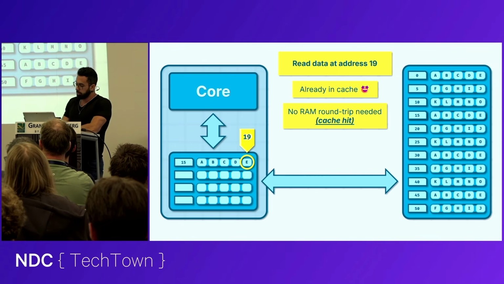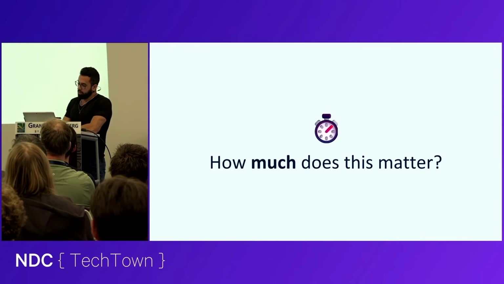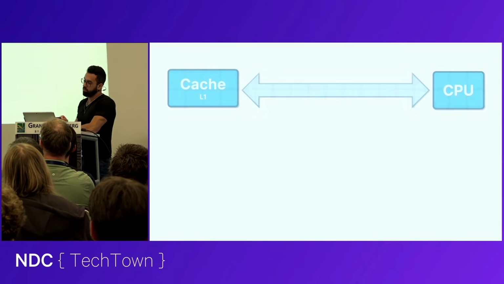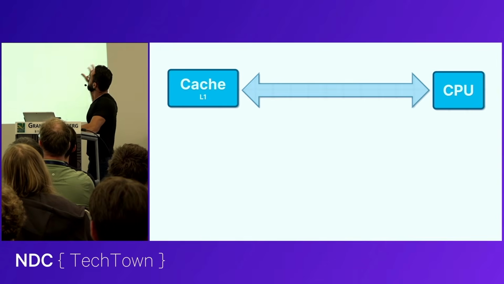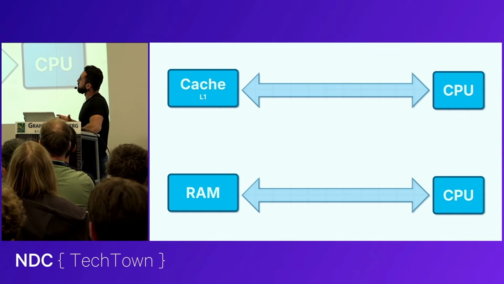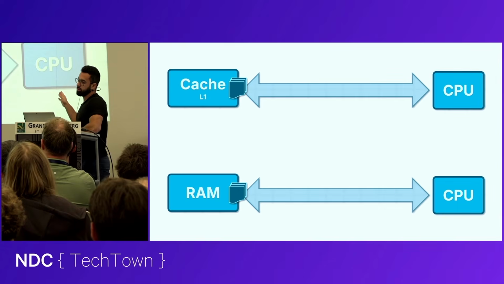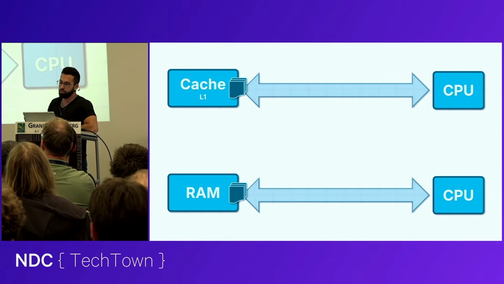So this is something that is important to avoid these potentially expensive trips on the bus between the memory hierarchy. So why am I telling you this? How much does it actually matter in practice? And I'd like to show you this visually. We're going to do a little bit of a race. We're going to have L1 cache and CPU at the top, and we're going to have RAM and CPU at the bottom, and we're going to see how long a piece of data takes to perform a round trip between cache and CPU or RAM and CPU. So 3, 2, 1.